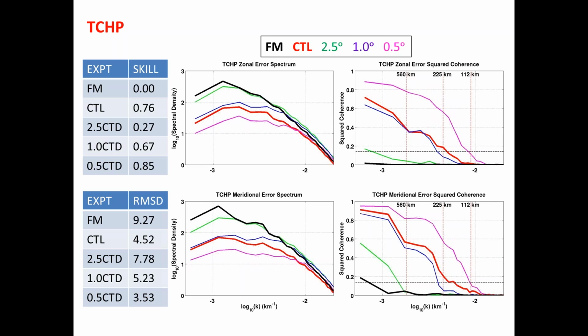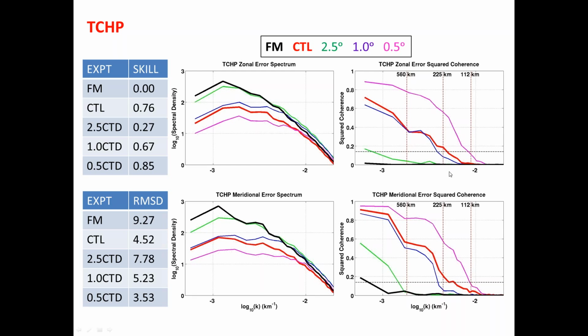This is also for TCHP, but this is only assimilating the CTDs. So the forecast model and control run are the same, but you see generally very small corrections for the 2.5 degree deployment, and by the time you get the 0.5 degree deployment, the CTDs alone correct the fields better than the existing ocean observing system.